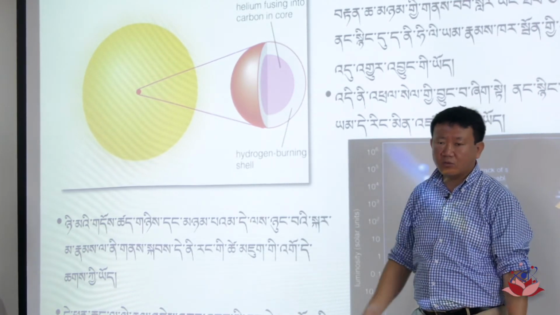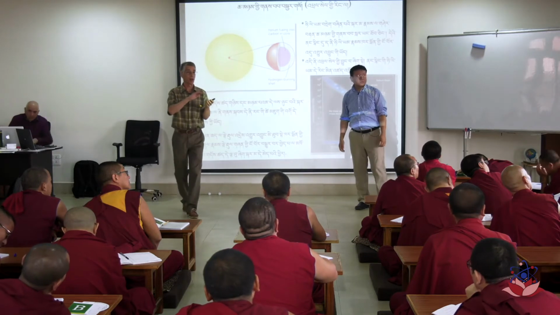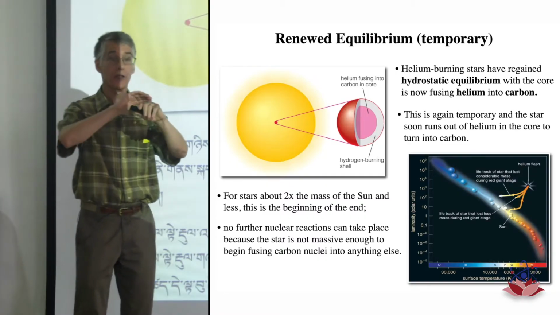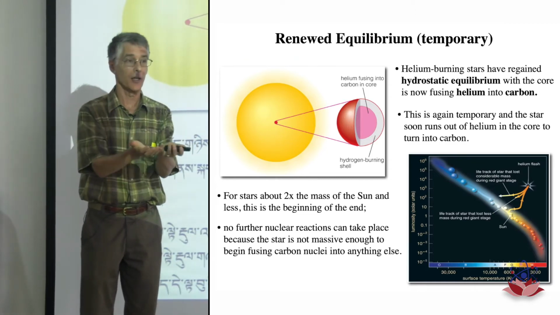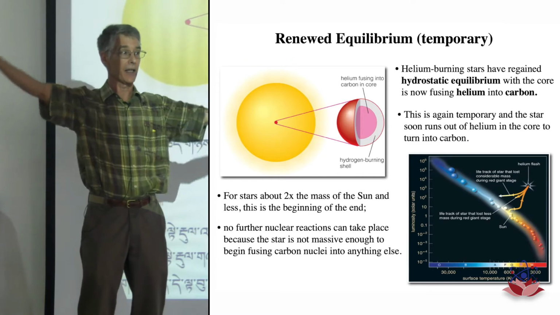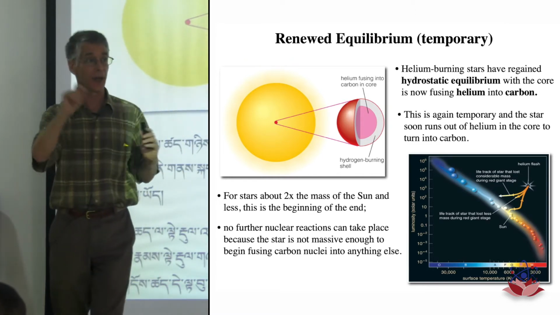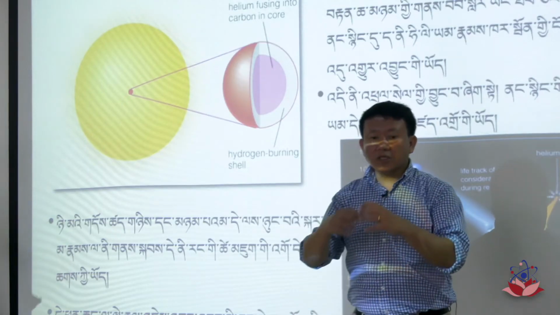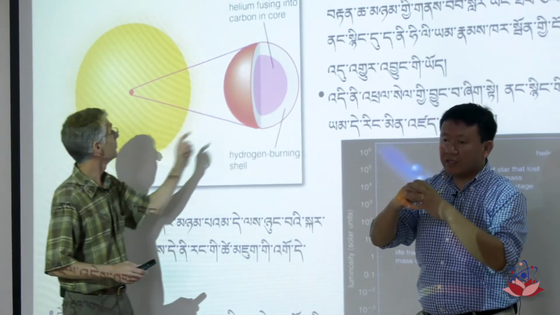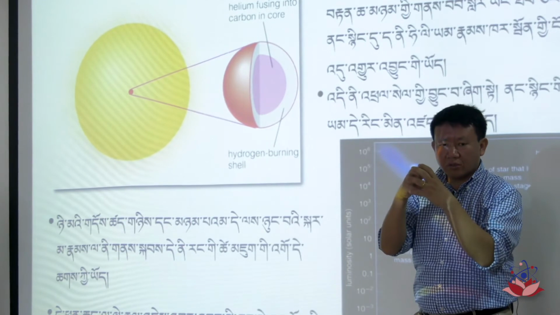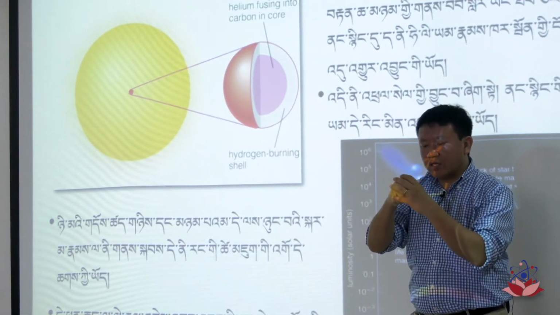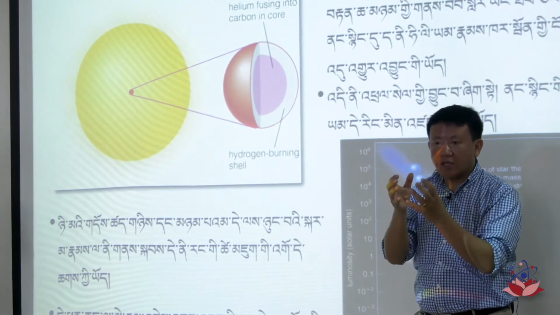Even though it stops turning, it has no helium left to turn into carbon, just like before, there's a shell of helium fusing into carbon outside, and outside that is a bigger shell still turning hydrogen into helium.